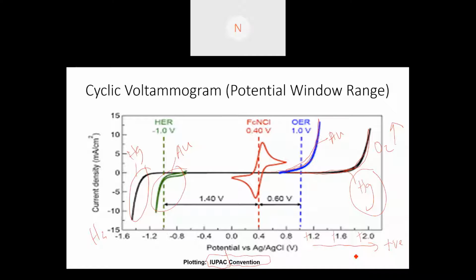Okay, so this is the positive direction. When you see the potential going more positive, this is the oxidation. This is positive current, this is negative, so this is the UK convention, because oxidation is on the right, reduction on the left. This is the UK convention.